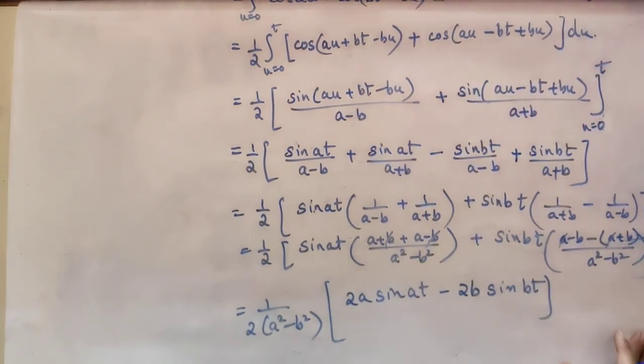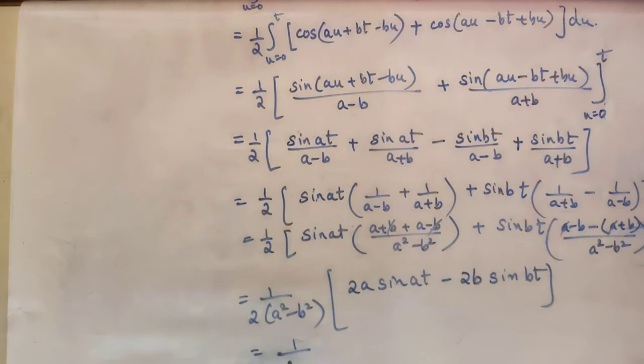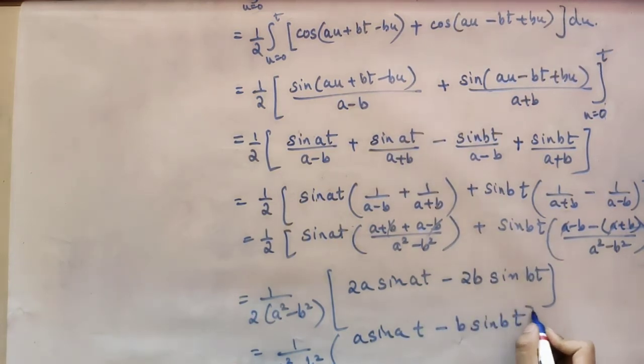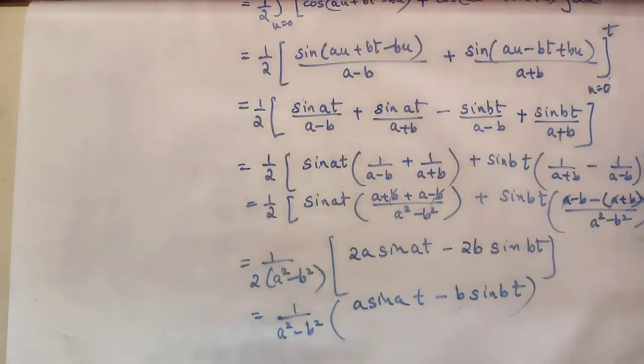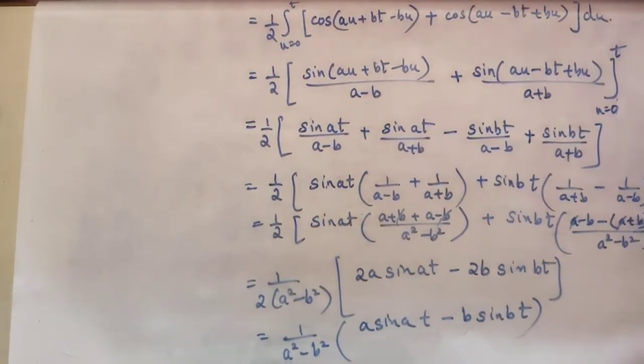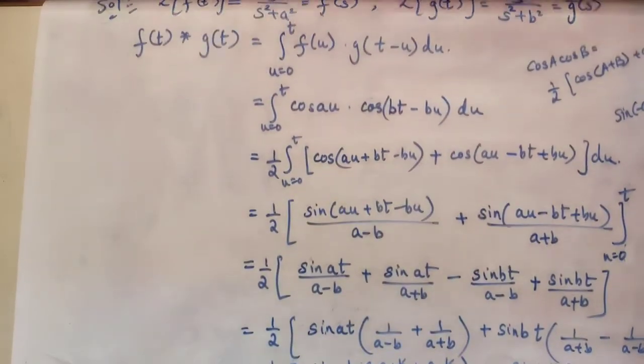Now again that 2 you can take common, you will have 1 by a square minus b square into a sin at minus b sin bt. This is the convolution of the two functions. Okay. This is simply the convolution. Now we have to work for the Laplace transform of the convolution. Half work is done. Again half work is remaining.